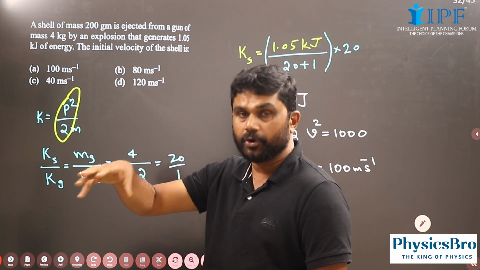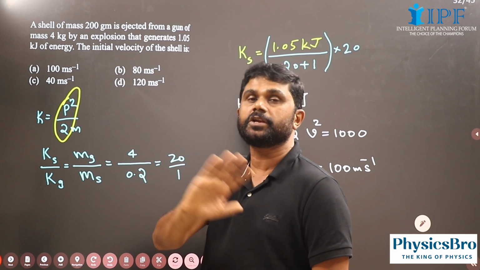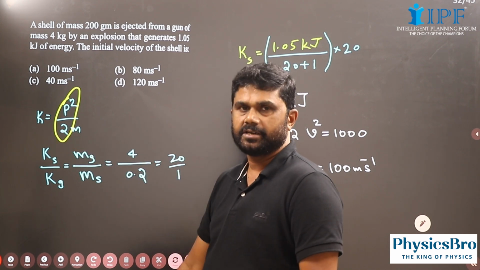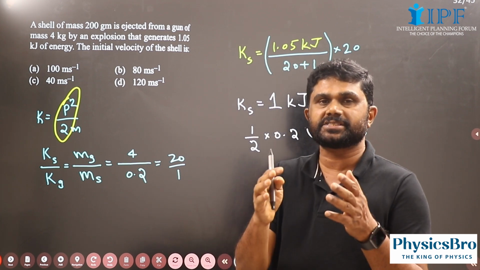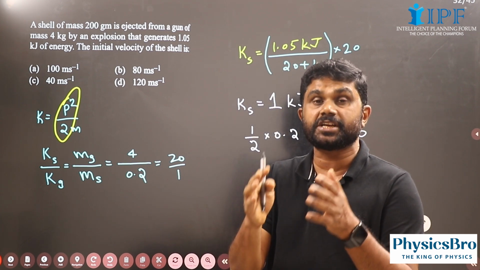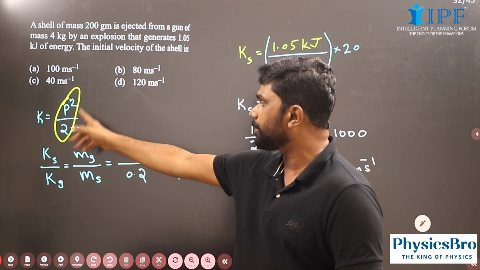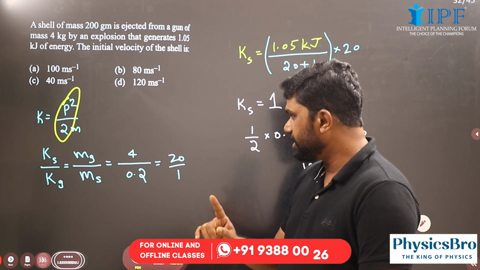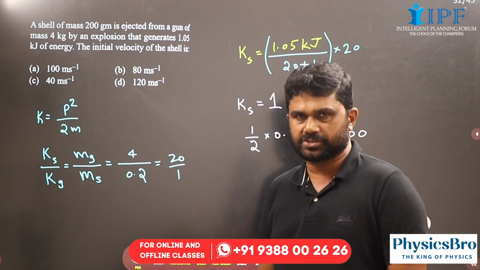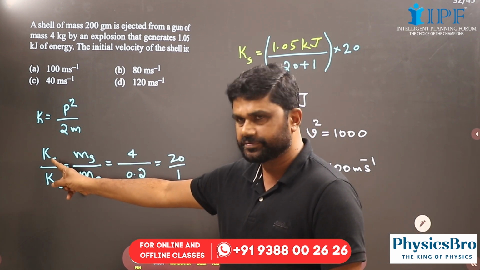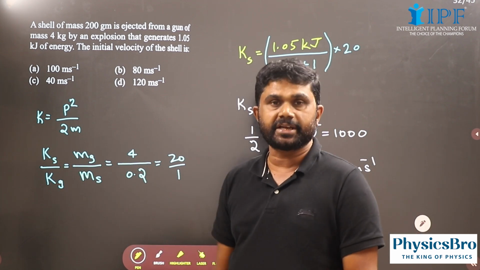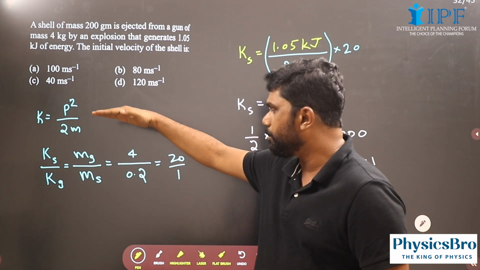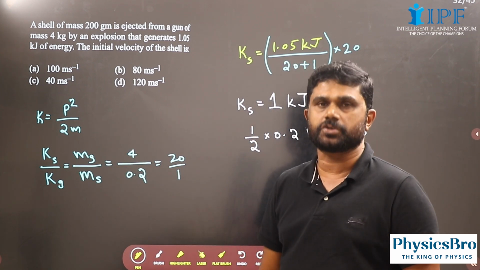As we move from one body to the other, p squared by 2 will not change. It's a constant. So this equal to a constant, we can replace by proportional to, so K is proportional to 1 by M. Or let us say the kinetic energy is inversely proportional to mass. So the kinetic energy of the shot divided by kinetic energy of the gun must be in the reverse order, means mass of gun divided by mass of shot.